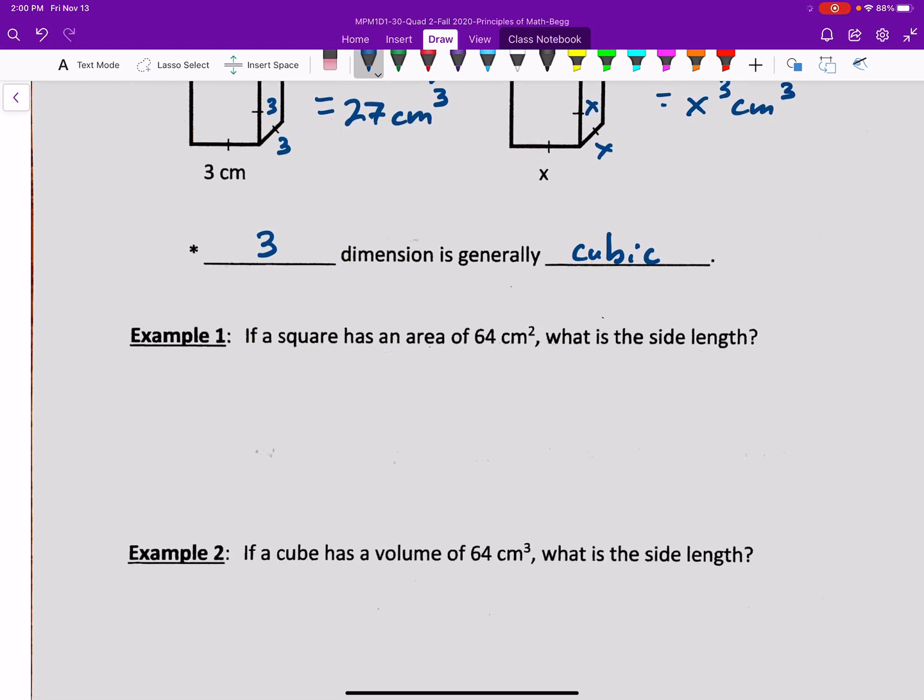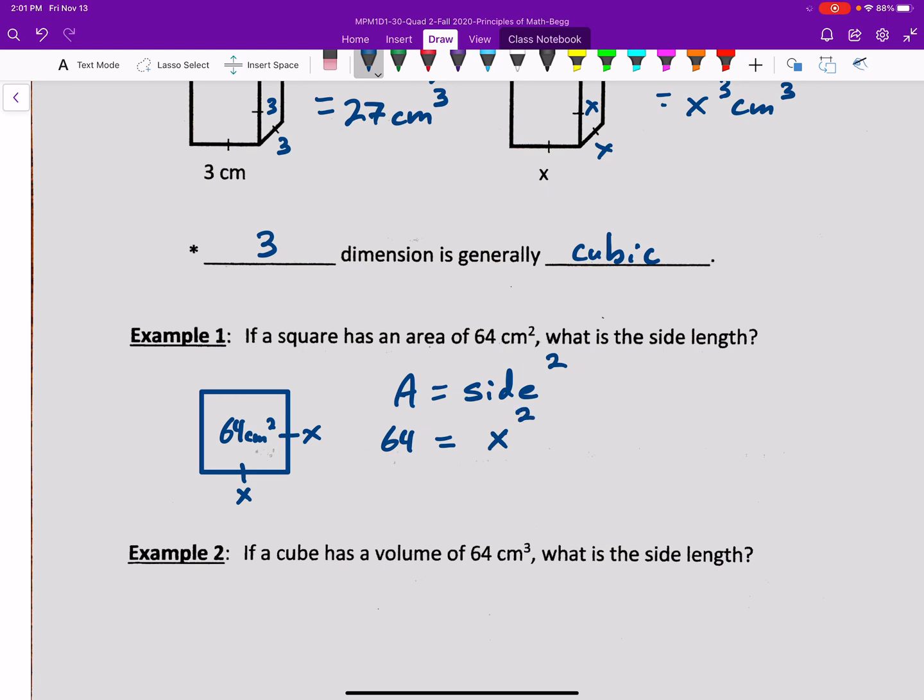For example, if a square has an area of 64 centimeters squared, what's the side length? The area is 64 centimeters squared, and every side length is the same. We know that for a square, the area is side times side, or side squared, so I could use this formula. Let's call the side x. In that case, the area is 64, and the side is represented by the letter x. So 64 equals x squared, or I could rewrite it and switch sides if you like having what you're solving on the left. It doesn't matter.